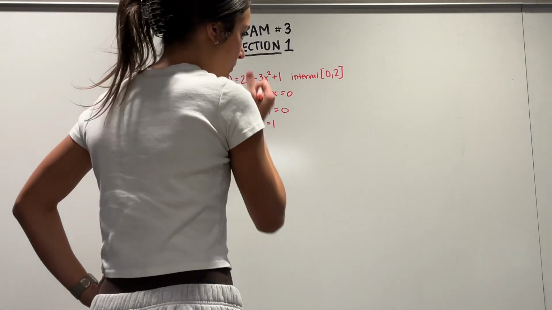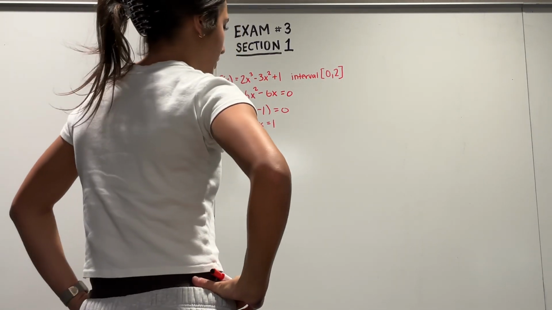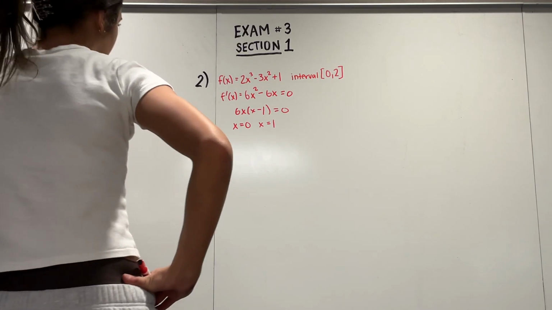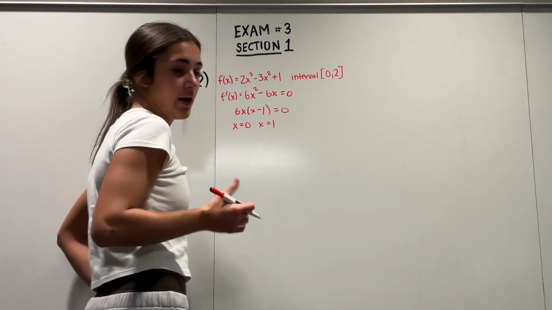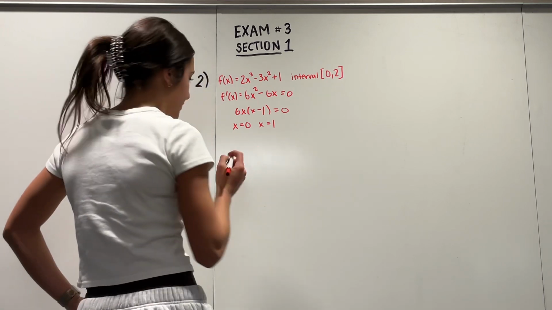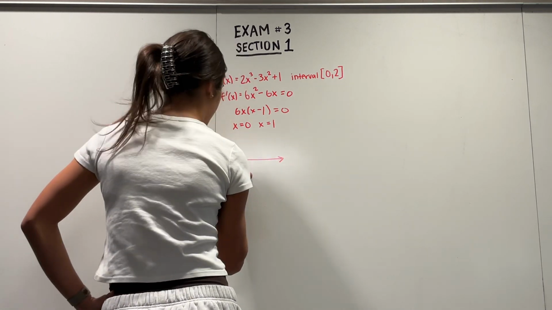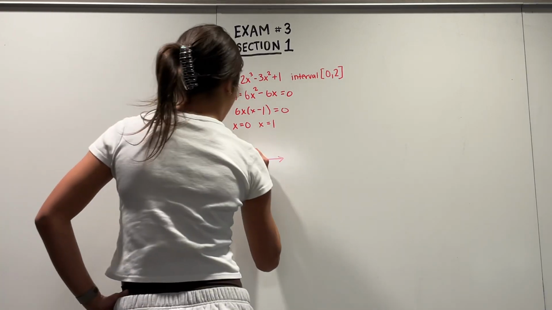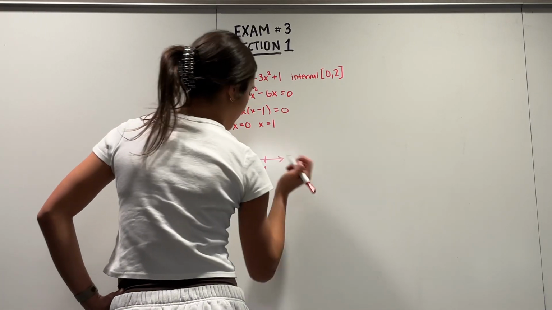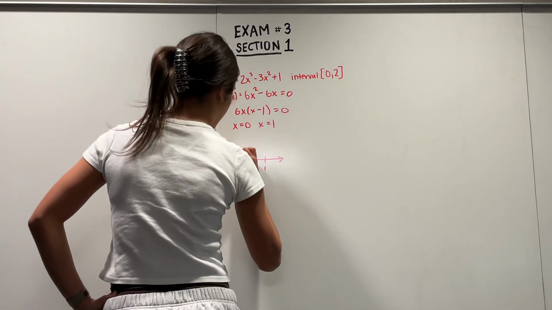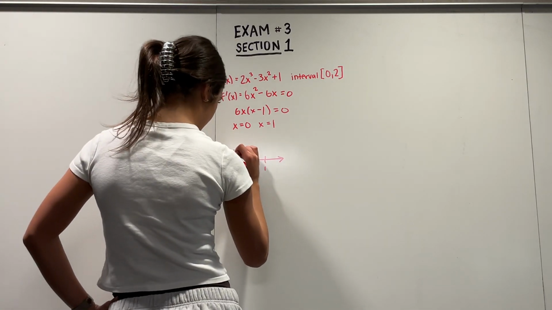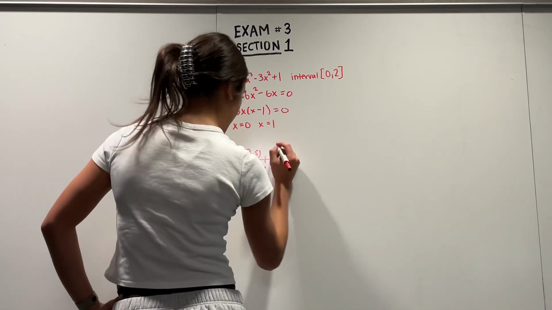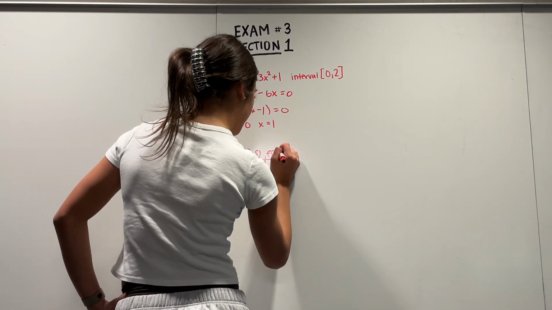And then next we're going to do the sign chart with our values. You don't have to do this, but I guess you can. So here's our chart. This is f prime of x, and then our values are 0, 1. So I'm going to do, say, f of negative 1, f of 0.5, and then f of 2.